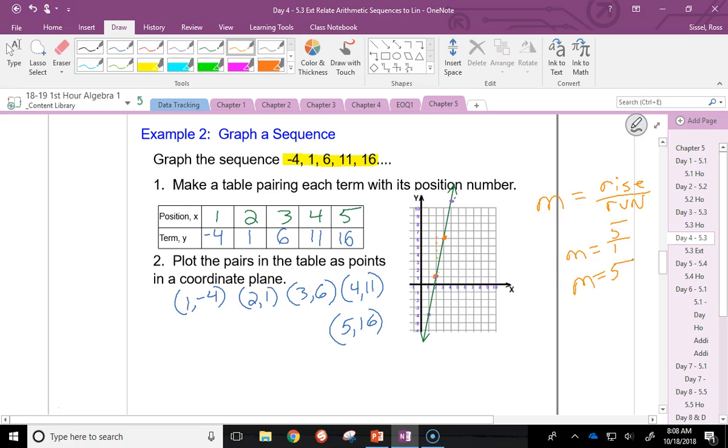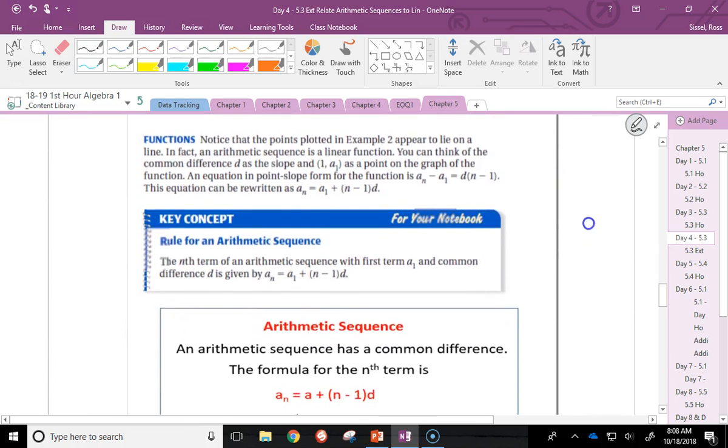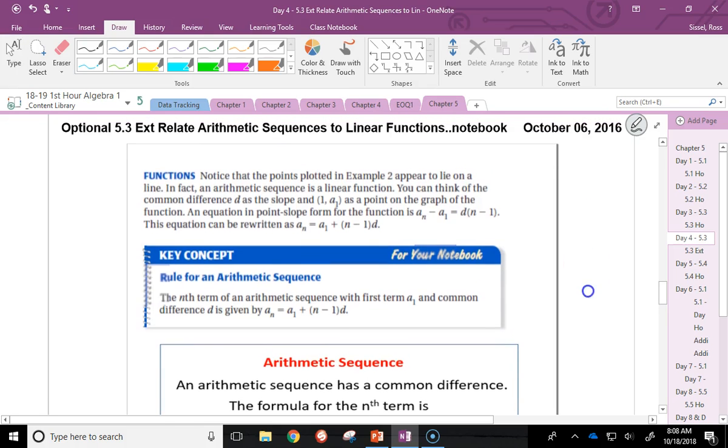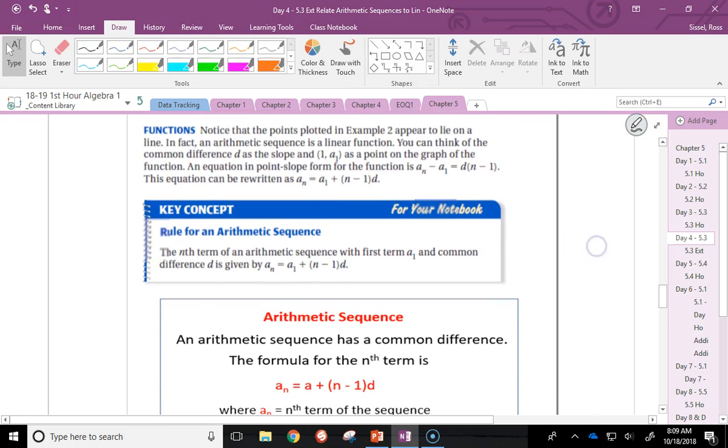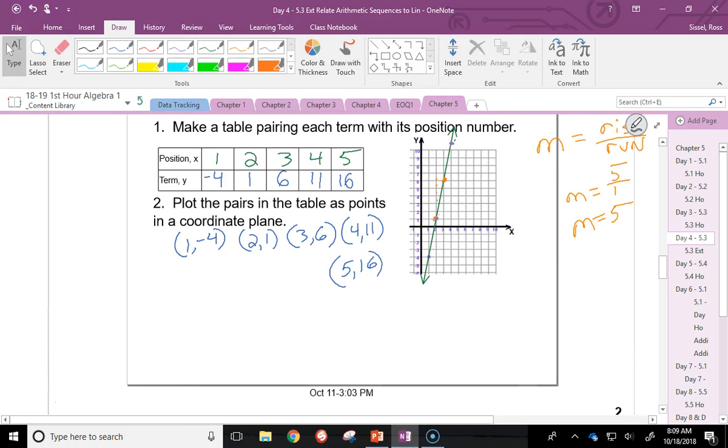So it's something that's interesting, but I'm graphing on here. I'm able to graph because I put the position here. I want to look at something before I go on. All right. Functions. Notice that the points plotted in example 2 appear to lie on a line. So that's this one, right? Yeah, they're saying, notice how these lie on the line.